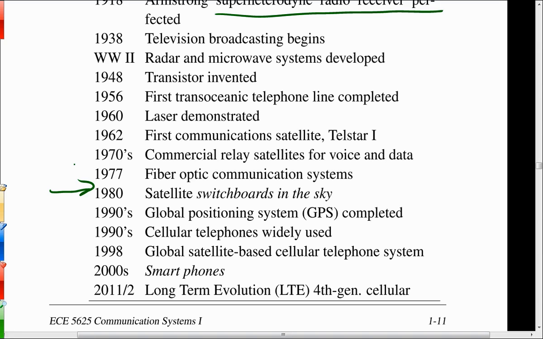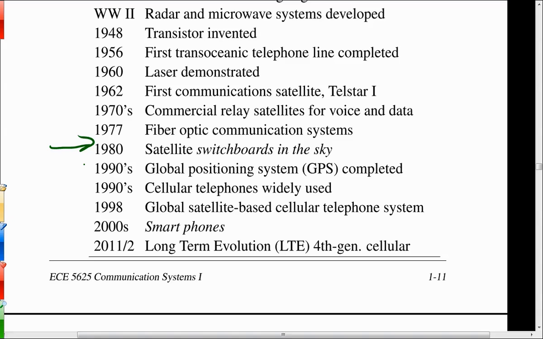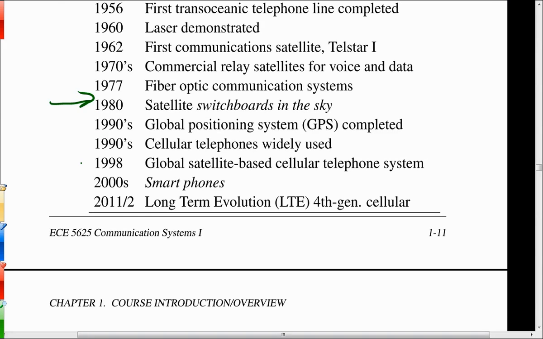GPS came along in the 90s. That was where I worked at Motorola. There was a lot of work done on GPS in those days that I was there. Cell phones also in the 90s. Smartphones came around in the 2000s. And last year when I updated this, I put in LTE, which stands for long-term evolution, or fourth generation cellular, is rolling out in 2011 and 2012.